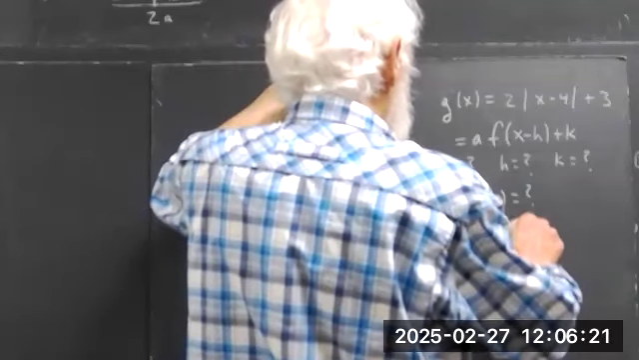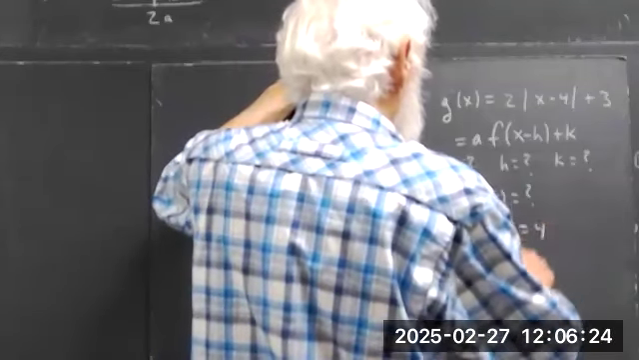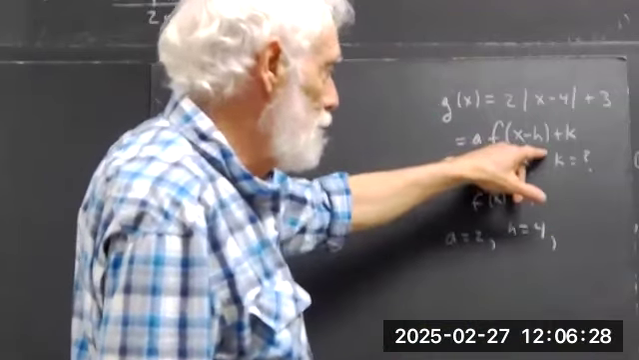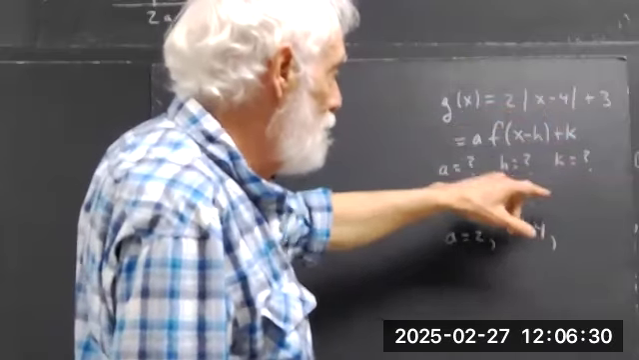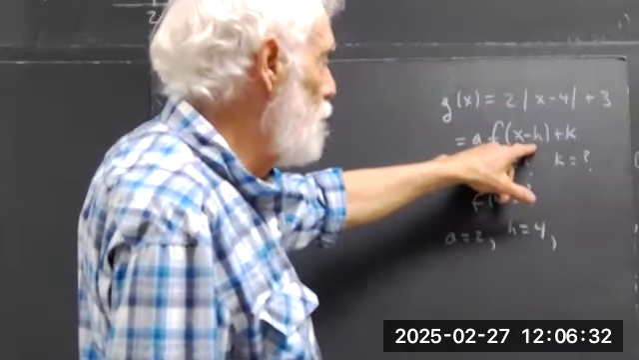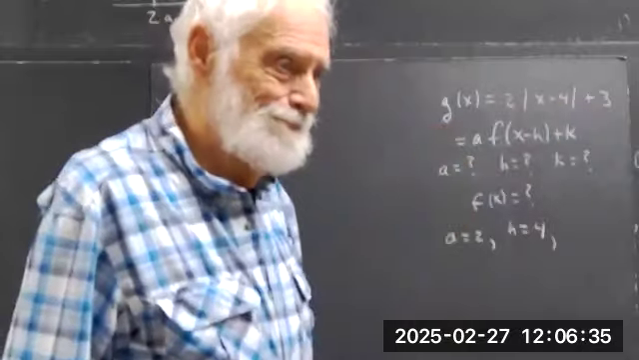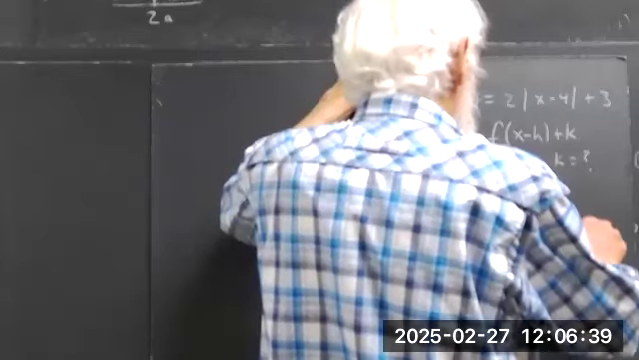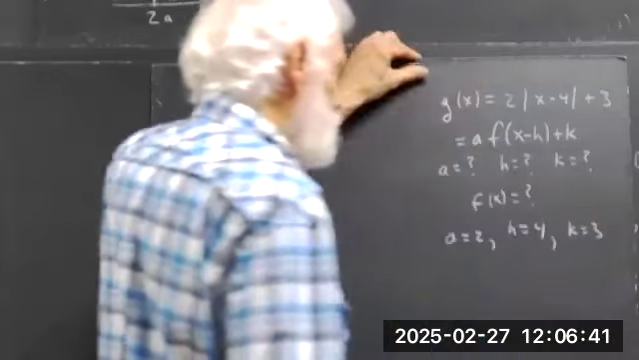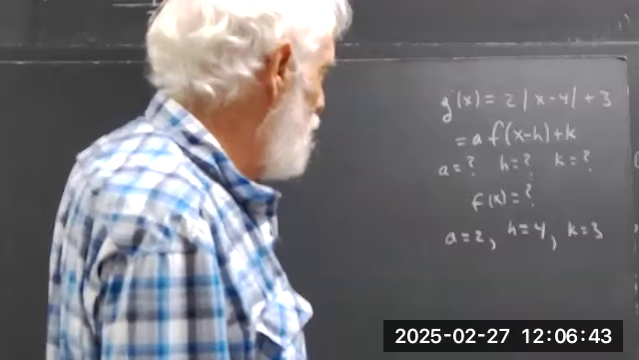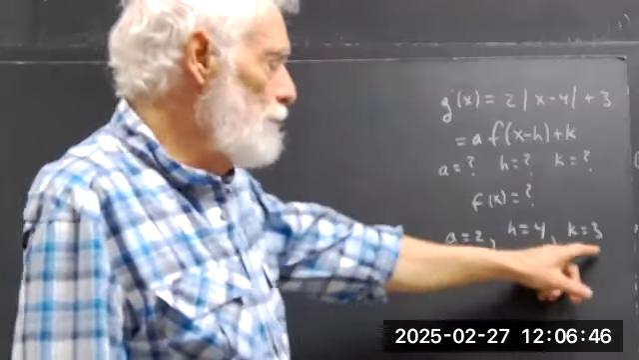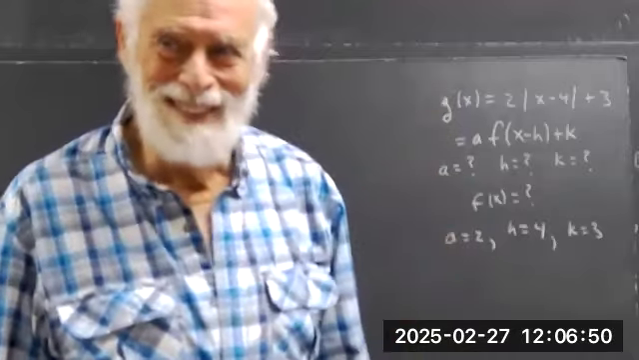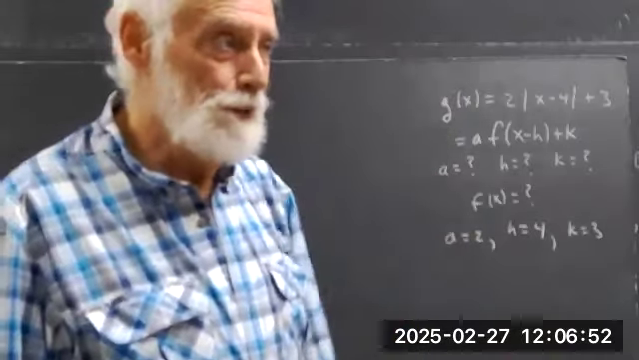A equals 2, H equals 4, because your formula is f of x minus 8. You have x minus 4. If h was minus 4, you would have x plus 4. Okay? A equals 3. Some people told me that h and k were both negative. Okay? So don't tell me that anymore. Fix that. Make sure you understand it.